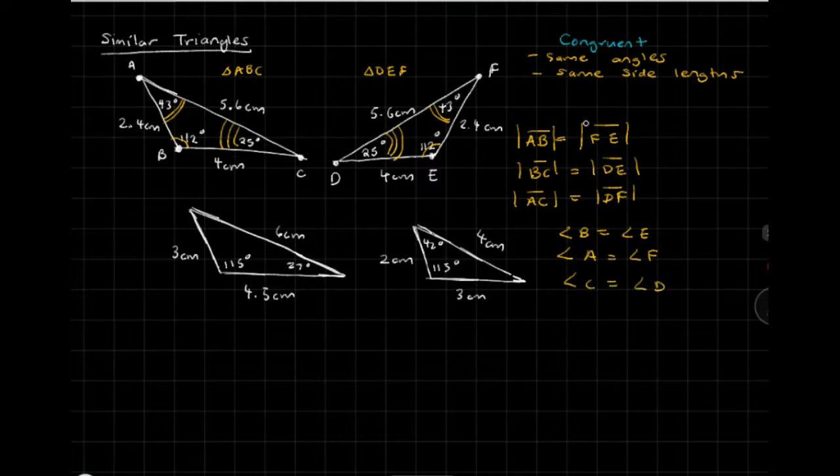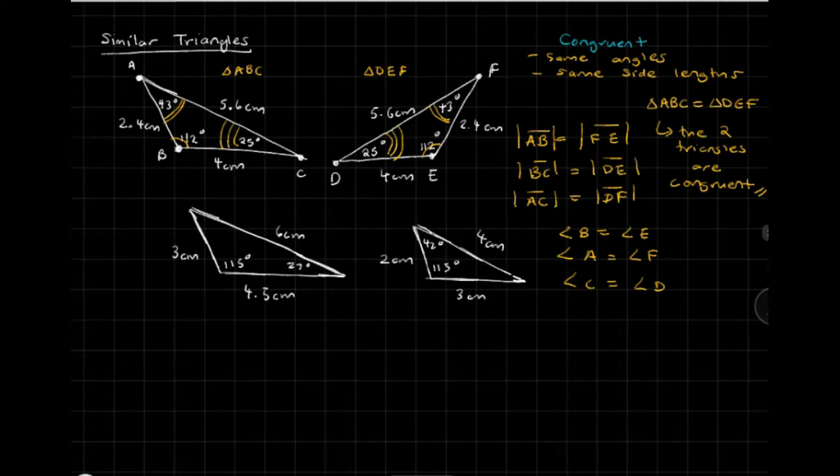So because all three side lengths and all three angles are equal between the two triangles, they are congruent triangles, right? So therefore triangle ABC is equal to triangle DEF. And that shows that the two triangles are congruent, that they're exactly equal to each other. So that's a key point.